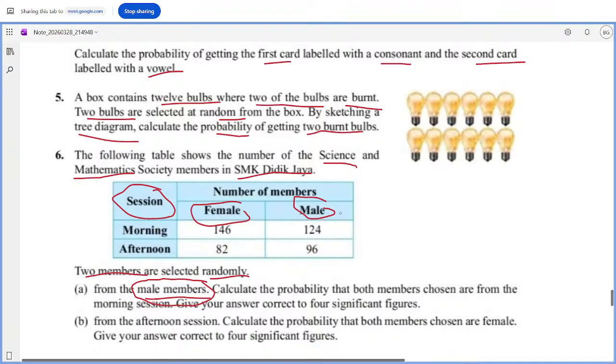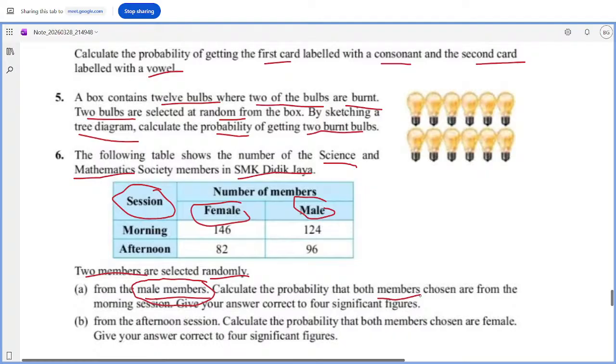So you need to find the total of male members. We don't care whether it's from morning or afternoon. Our focus is it must be male members. Can you see, guys, what you must focus on, based on the question always? So over here, we focus on gender. We don't care about the session, whether morning or afternoon. So 124 plus 96, you will get 220. Correct? Okay, 220. So that is your total, meaning below the fraction is 220.